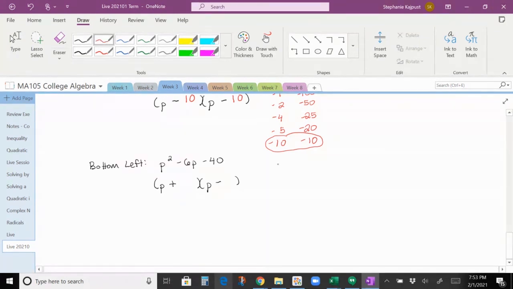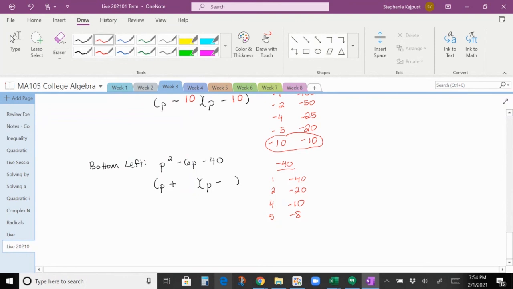So now we're multiplying to negative 40. So I'm going to just write down the numbers that multiply to 40. So 1 times 40, 2 times 20, 3 doesn't go into 40, 4 times 10, 5 times 8, 6, 7, and now we're back to 8. So those are all of our choices. And because the middle number is negative, the bigger number here is negative.